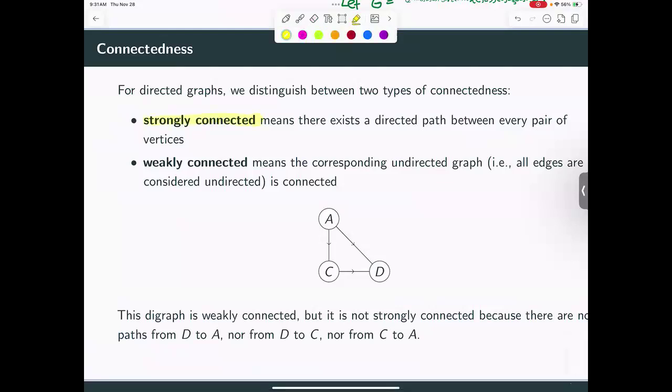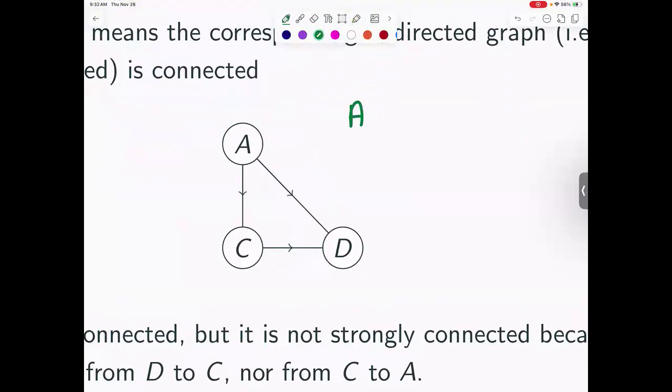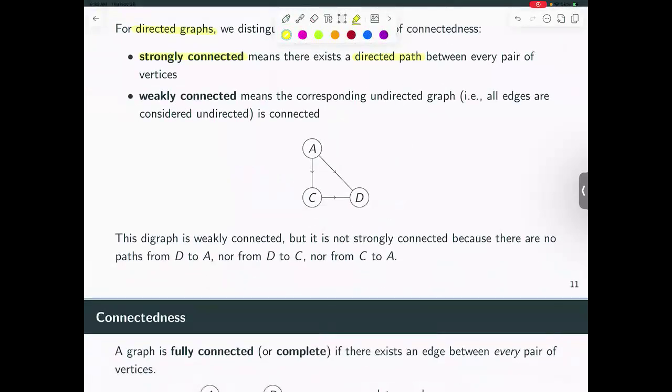A directed graph will be strongly connected if we can get a directed path between each pair of vertices. We look here: can we get from A to C in the directed way? We can. Can we get from A to D in the directed way? We can. Can we get from C to D in the directed way? We can. Can we get from D to A in the directed way? No, we cannot. There's no way out of D. So even though they are connected by edges, they are weakly connected. Weakly connected here means that if it was undirected, we would be good.